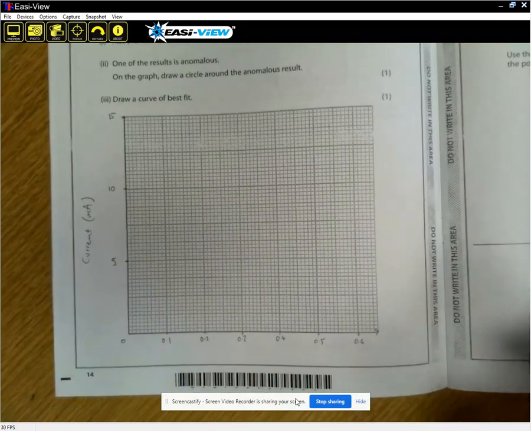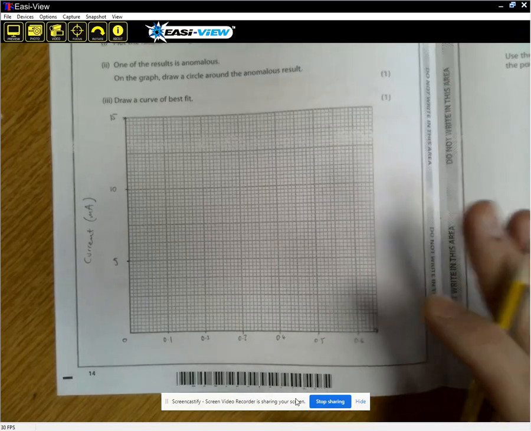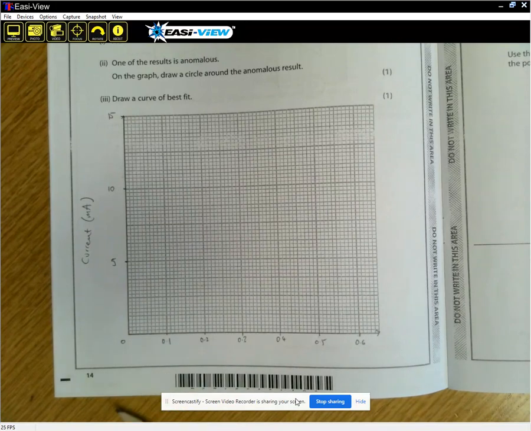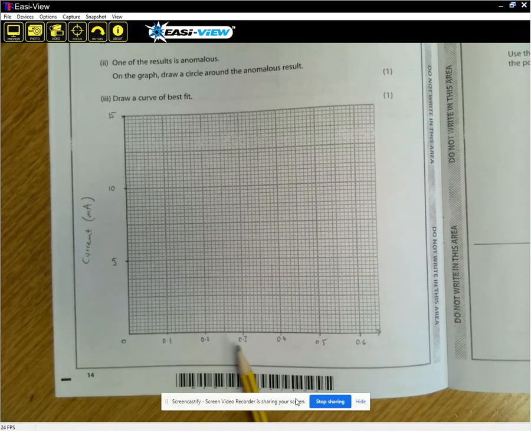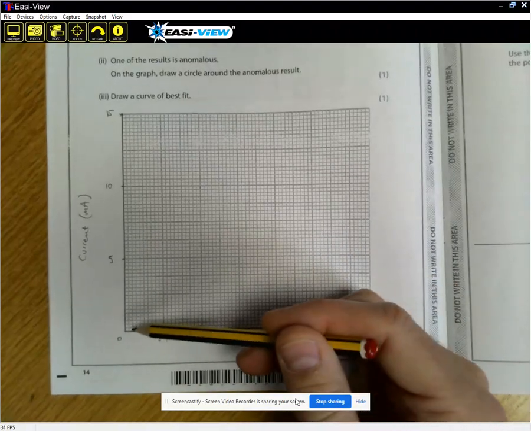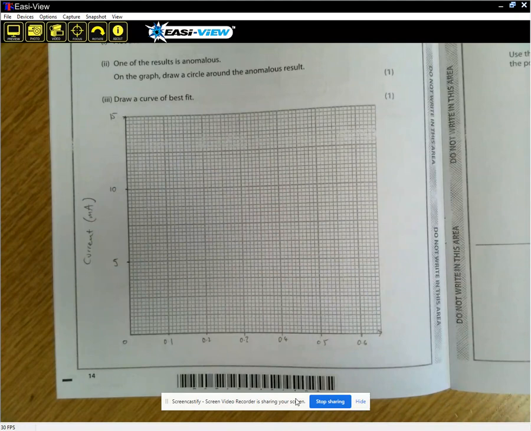Now, I'm using a significant part of the graph. I'm using more than half the graph. I'm going to be using a good proportion of the grid available to me. I'm going up in sensible numbers. So this is going up in 0.1s each time. That's entirely sensible. This one, going up in 5s every 4 squares is sensible. You can be penalised for going up, and you will be penalised for going up in strange numbers like 3s or 7s.